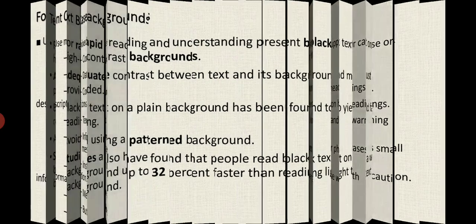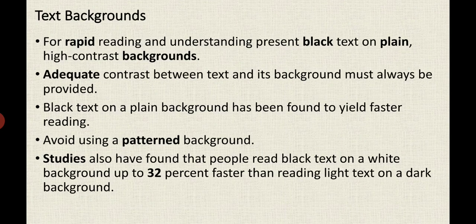The next is the text background. We know that if the background is black or dark, then we must use a light foreground color so that it is visible to the user. If you are using a light color as the background, then we must use a dark color for the foreground. Here the same thing is written: adequate contrast between text and its background must always be provided. So there must be a contrast.